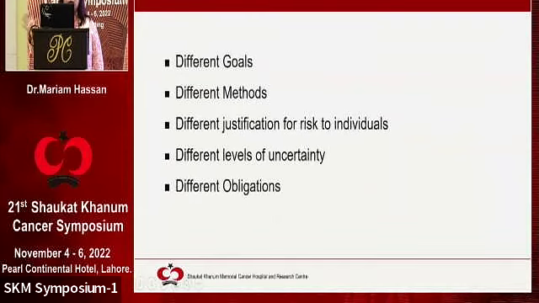With research and clinical practice, obviously the goal of clinical practice is to provide treatment and to cure illnesses, whereas for clinical research, our primary goal is generation of knowledge. So there are different goals, different methods to achieve those goals, different justifications for risk to individuals in these two activities. Obviously, they have different levels of uncertainty as well. There is greater uncertainty when one is undertaking research. And hence, as a result of all of this, we expect a different set of obligations when we are doing clinical practice versus clinical research.